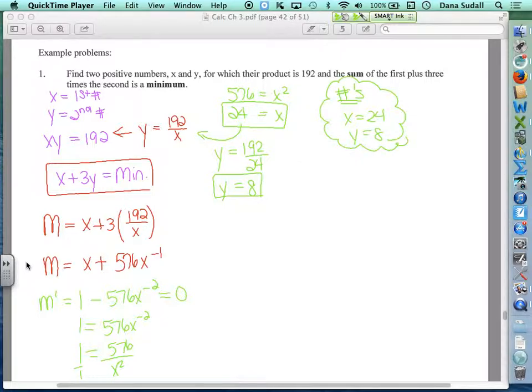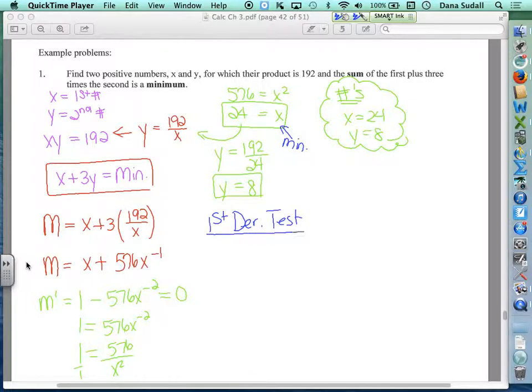Just be careful that you answer the questions. Some of the problems are area problems. They'll ask for the dimensions, and you want to make sure that you answer the question that they gave you. So now the last piece is to prove that this x is 24. How do I know that this was actually a minimum and not a maximum? So you have two choices. So here's the first choice.